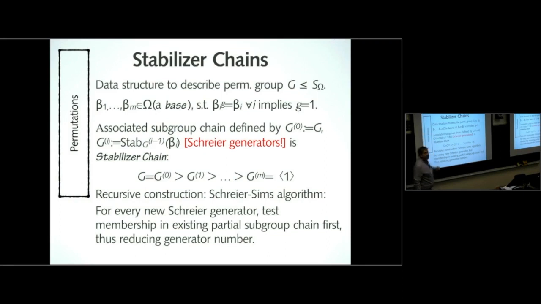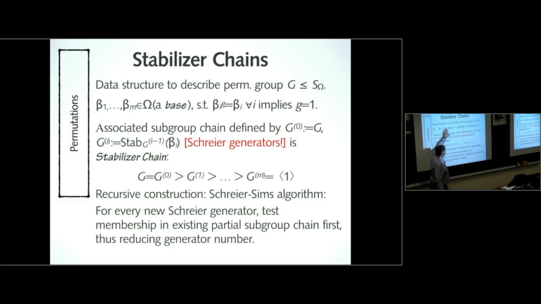The underlying data structure is something which is called a stabilizer chain. So we have a permutation group, a subgroup of the symmetric group on some set omega. I will pick a set of points. This set of points will depend on the group. You can't say, this is the points I want. So this depends on the group.